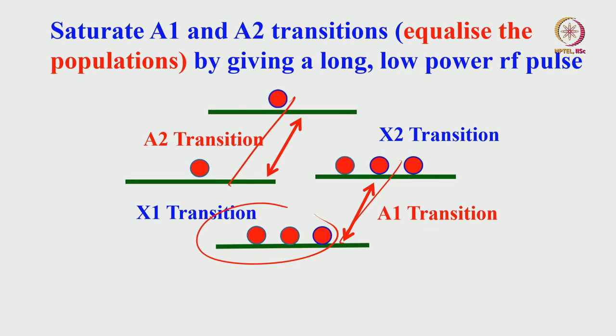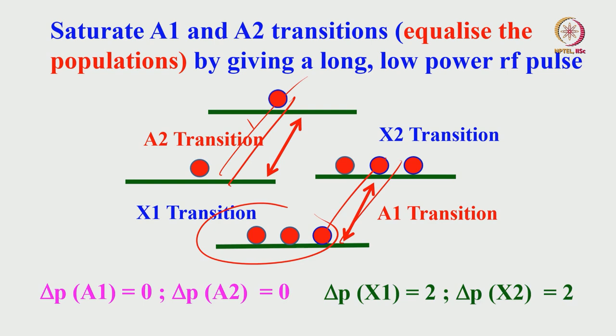I am not touching the X transition at all. X spin is remaining the same. But we will calculate the intensity now. A transition has 0 intensity, obviously, because spins are saturated, no signal will be there. Both are 3 minus 3, 1 minus 1, 0. So no signal for A. What about X? Calculate the X intensity. 3 minus 1, 2, 3 minus 1, 2.